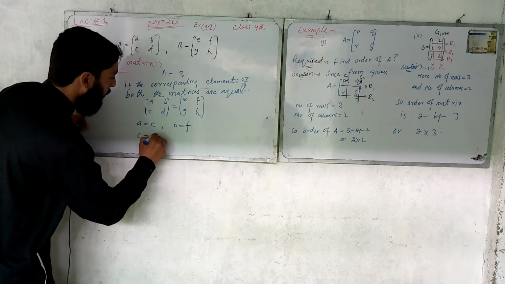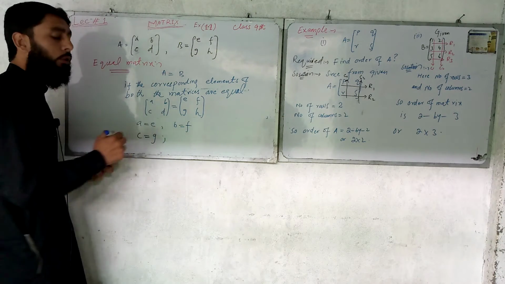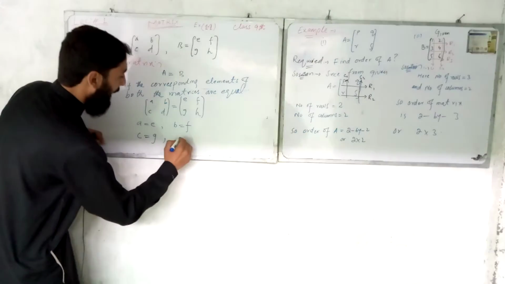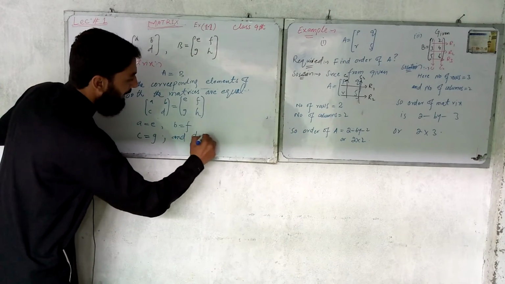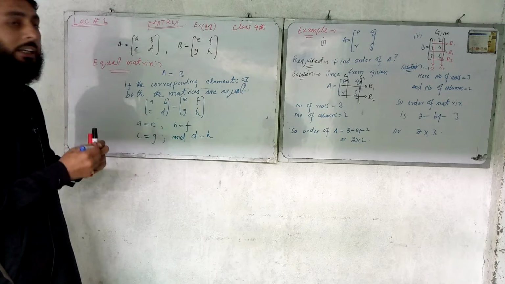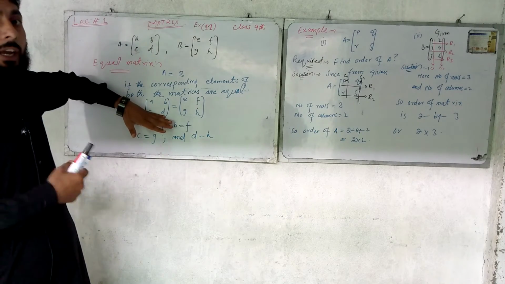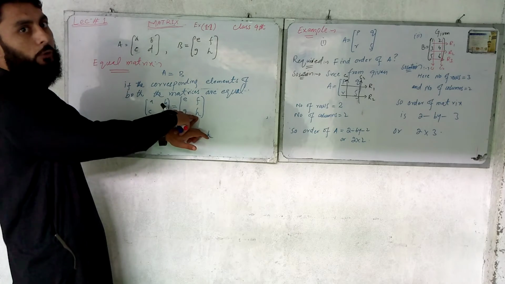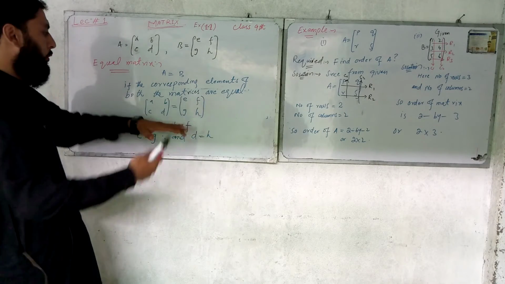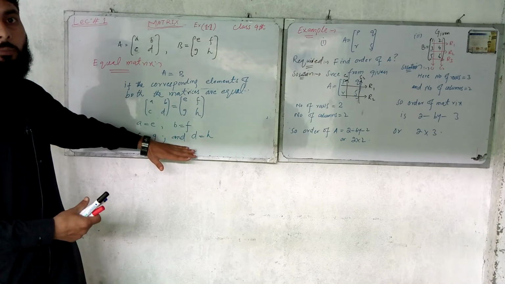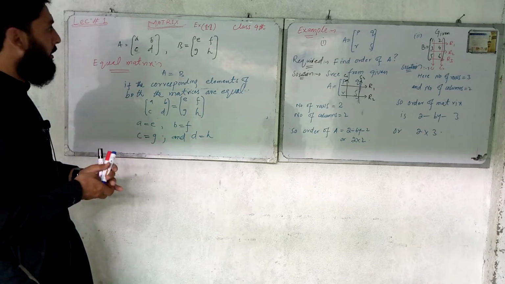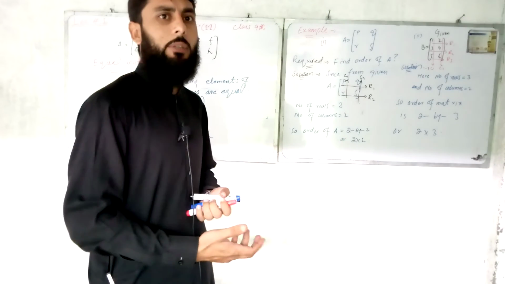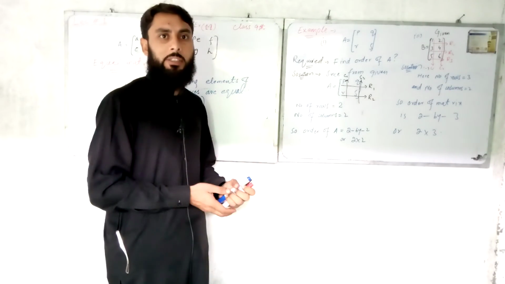C equals G means that if this is 6, this will also be 6. And the last one, D equals H, means that if this is any number, 8 for example, this will also be 8. If this is 8 and this is 4 plus 4, that is also 8. So these two matrices are equal. Order of matrix is also known as the dimension of the matrix or the size of the matrix.